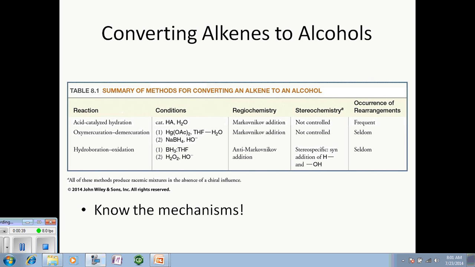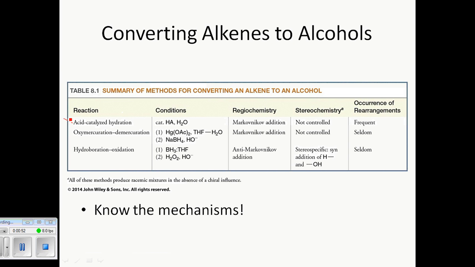First section we're going to talk about is converting alkenes to alcohols. There's many different ways to do it, and there's some nuances about them that you have to pick out. But we're going to talk about the acid catalyzed hydration, where you're just using an acid and water, and that's what we call a Markovnikov addition, which we'll talk about in the next slide. Not much stereo control here, and there are possibilities for rearrangement.